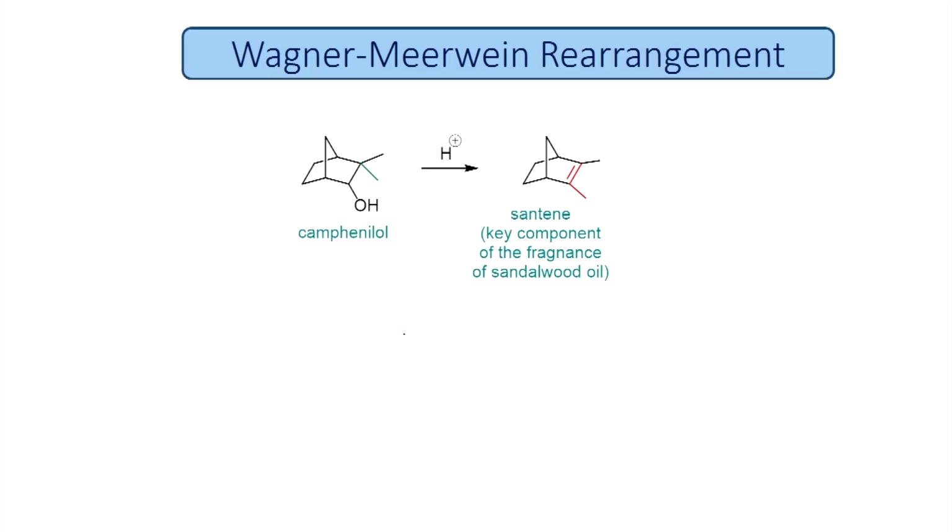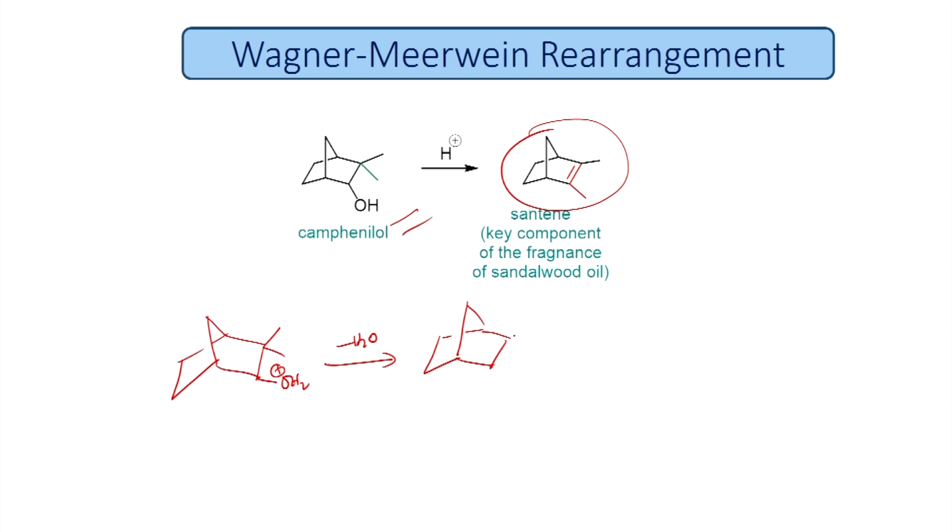Next example, the reaction of this alcohol with this acid can give this alkene as the product. In this reaction, as we have just seen, the protonation can give this molecule, which can lose water, and you will be able to form the carbocation, the secondary carbocation. Once you form this one, now there are two possibilities. It can convert into an alkene by losing this proton.